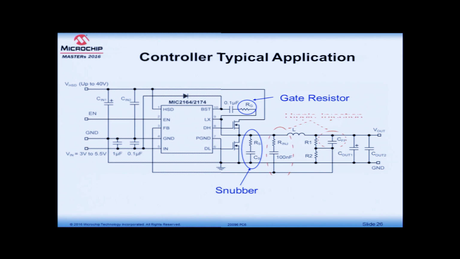controllers. The main ripple injection network to the application is the R injection, the blocking capacitor, which is 100 nanofarad, and the CFF. So, only these 3 components you need to select if your output capacitor is only ceramic, and the CFF is generally, as a rule of thumb, as I said, 2.2 nanofarad, and the only thing that needs to be calculated is R injection.